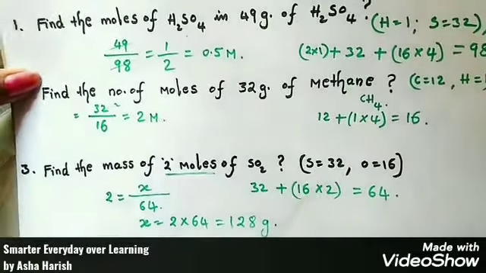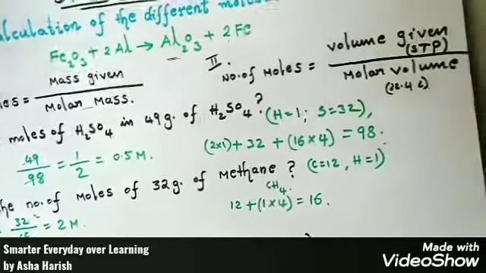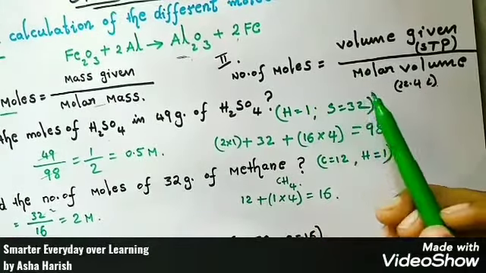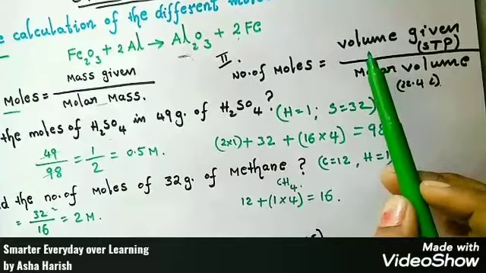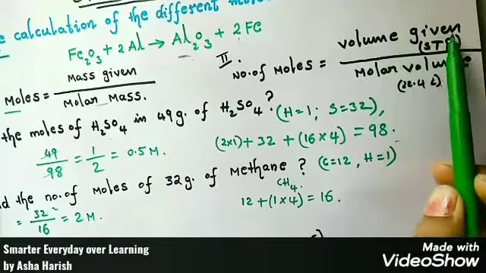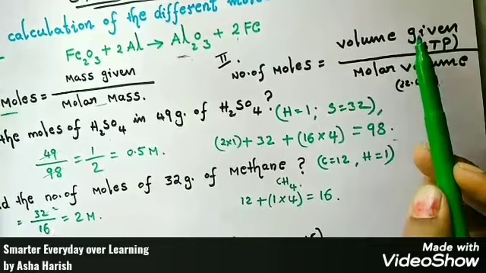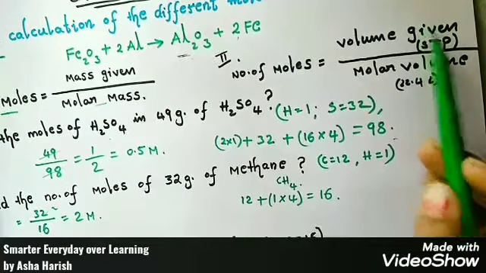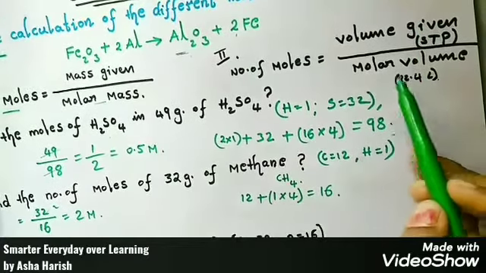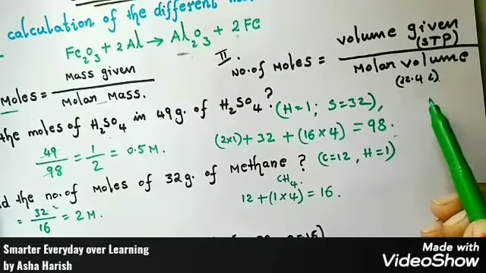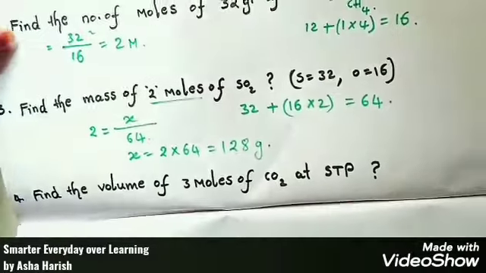And students, only the second formula. See students, the number of moles you have to find out by using the second formula. Volume they have given by molar volume. Already they will be giving that volume in the question itself. Then the molar volume, you should take always 22.4 liters. This is mandatory. And see the next question.